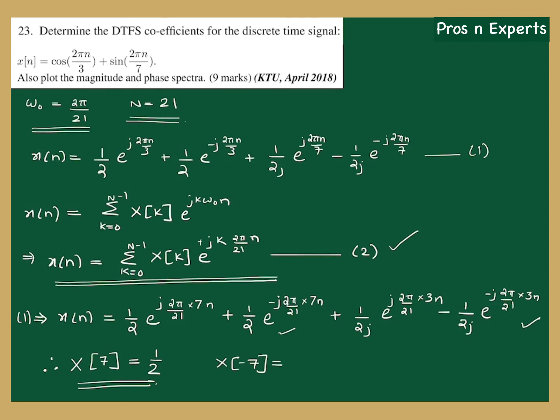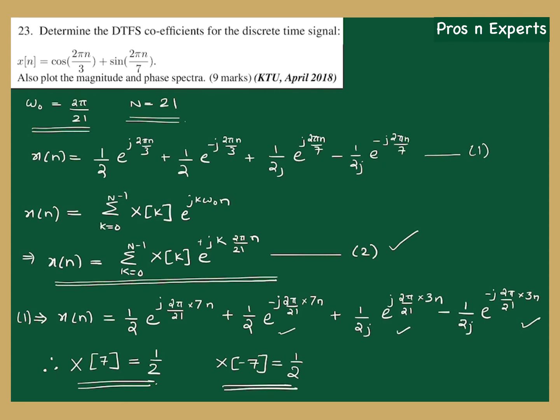And what is x of minus 7? We can understand that whatever appears as the coefficient of the signal, that is x of k, right? So here the coefficient of the signal is 1 by 2 again. So we can write x of minus 7 is equal to 1 by 2, right? So the second coefficient is x of minus 7 is equal to 1 by 2.